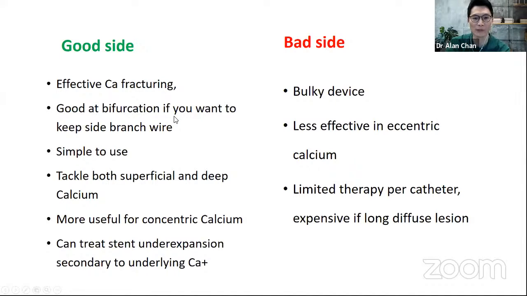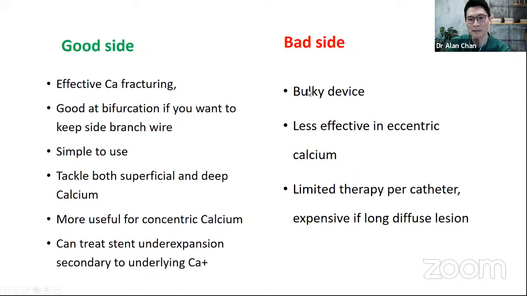It's good at bifurcation because you can keep the side branch wire, unlike the rest of the atherectomies. It's relatively simple to use. You can tackle both superficial and deep calcium, and it's supposedly more useful for concentric calcification. And there are a lot of case series, case reports. You can treat stent underexpansion secondary to underlying calcification, even where the previous operator didn't do a good job.